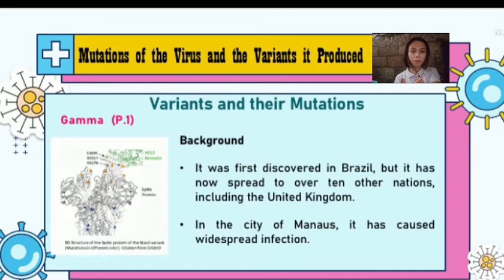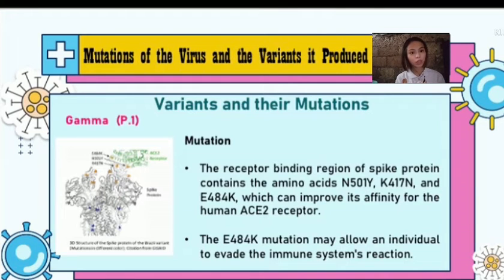For the Gamma variant, or P.1, it was first discovered in Brazil and has now spread to other nations, including the United Kingdom. In the city of Manaus, it has caused widespread infection. In the receptor binding region of its spike protein, it contains the amino acids N501Y, K417N, and E484K, which can improve its affinity for the human ACE2 receptor. The E484K mutation may allow an individual to evade the immune system's reaction. As you can see, there is a 3D structure of the spike protein of the Brazilian variant there.